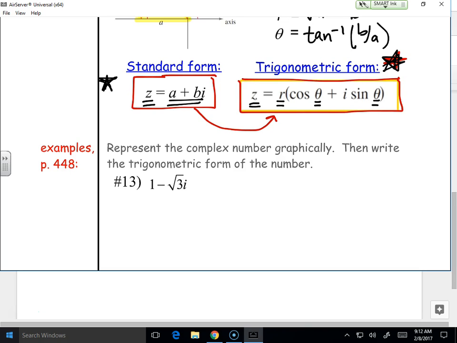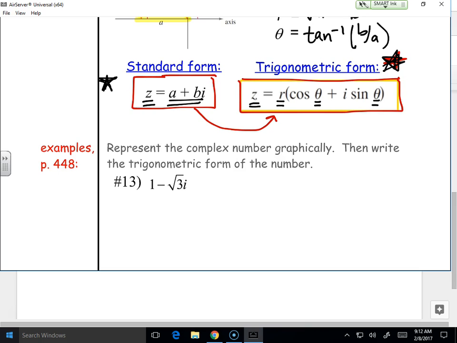But instead of writing the i after the b like we did before, because it made sense, we're writing the i before the sine theta, because if we wrote it after, it would be confusing: sine of theta i, sine of theta times i. So it's easier just to write the i before, that's why it's back there.